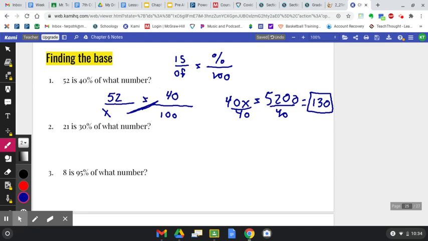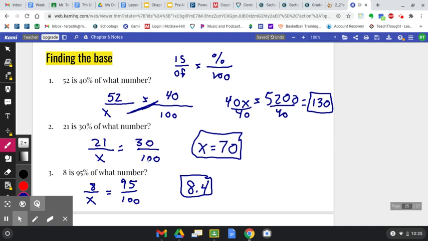All right, see if you can solve 2 and 3. All right, see how you did here. Number 2, 21 is the is. We're looking for of, and we're looking for 30%. So cross multiply, we get 70. And then in number 3, 8 is 95% of, so there's my variable. Cross multiply, we should get 8.4.